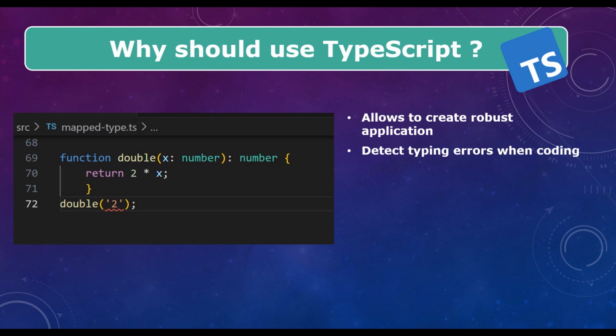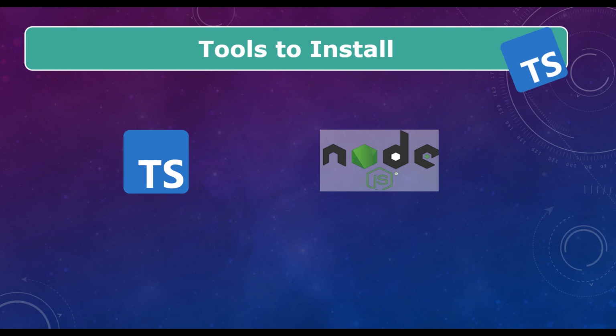And you can see when we call our double function, we pass it a string. You can see TypeScript detects automatically that we are just passing a string, and we are going to get an error at the compilation time. Now we need to install TypeScript and Node.js so that we can get started coding in TS. If you don't have Node.js installed on your computer, we're gonna install it as well as TypeScript.